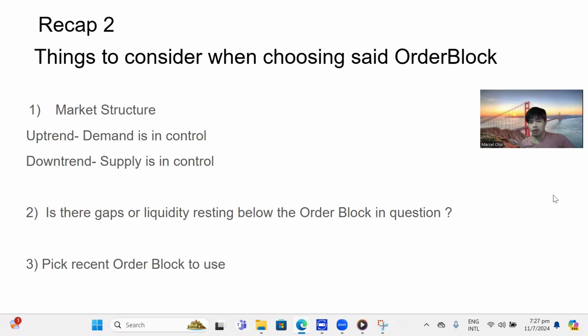Next, you also have to choose the recent order block. Consider whether or not the order block in play is the most recent, right? Because if you are going to stretch all the way from the past, chances are it's just going to be a typical structure or liquidity for the market to target as a whole, making it not as effective as possible.